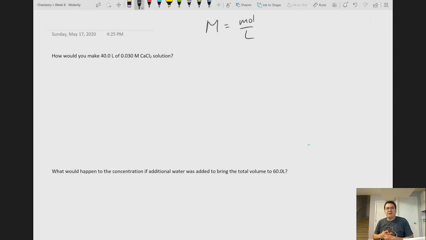Okay, here's a question. How would you make 40 liters of a 0.030 molar calcium chloride solution? So the molarity equation's up at the top. You always start the same. You plug in what you know. I know the molarity is 0.030.